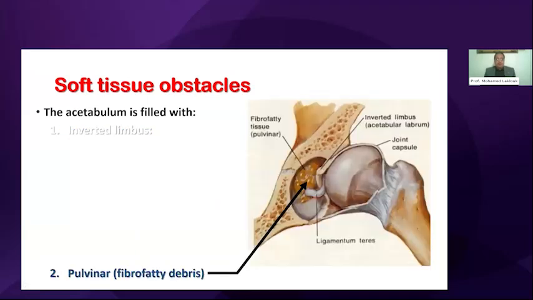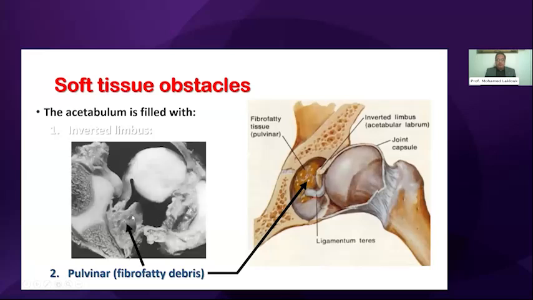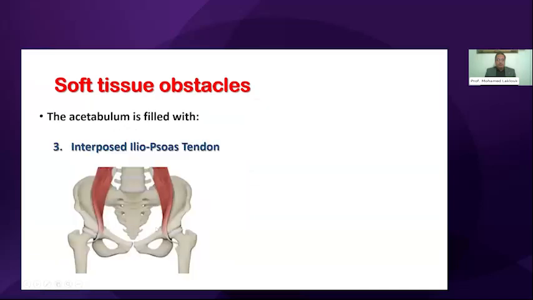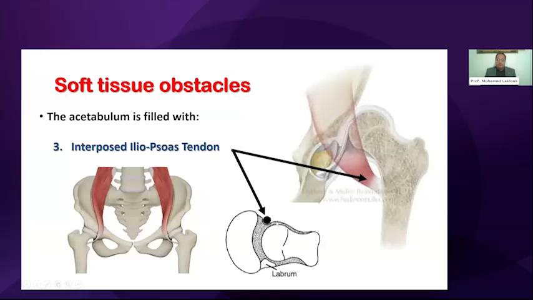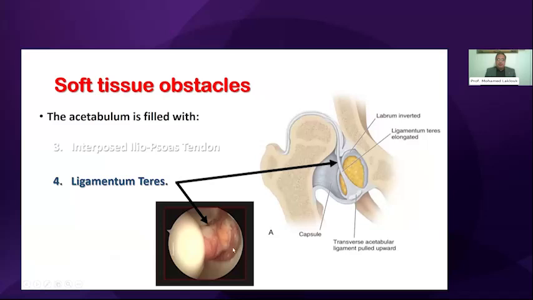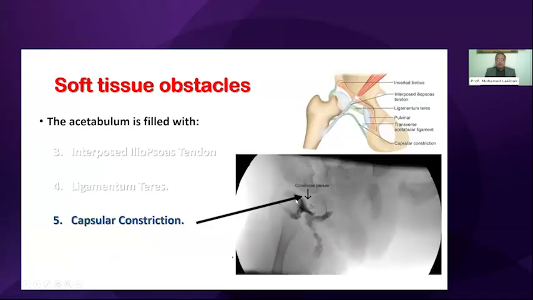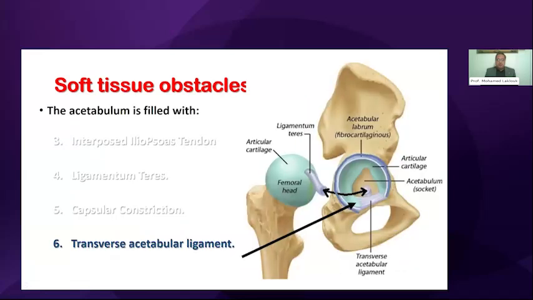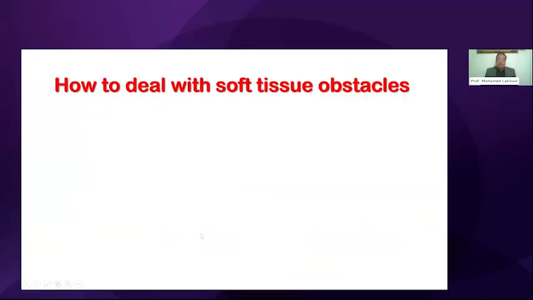The second obstacle is the pulvinar. It is fibrofatty debris presented inside the cavity of the acetabulum, like this photo. Also, the interposed iliopsoas tendon, as we see in this photo, and the ligamentum teres, the capsular constriction caused by the iliopsoas tendon, and finally the transverse acetabular ligament.